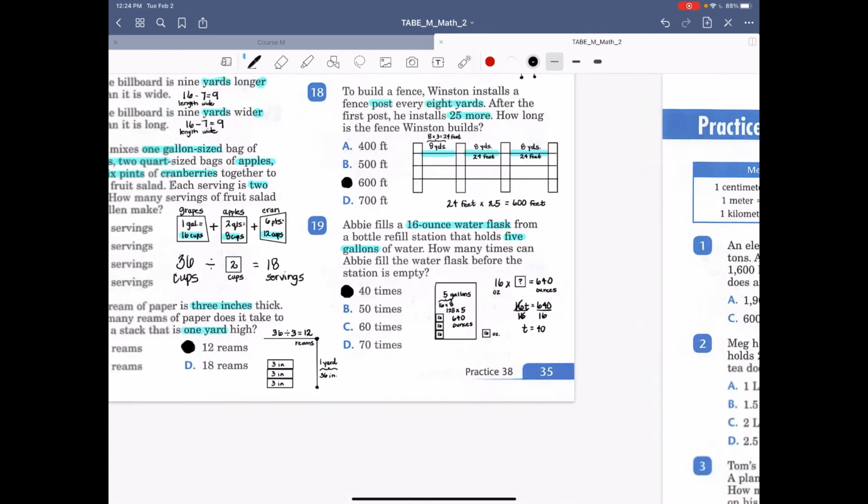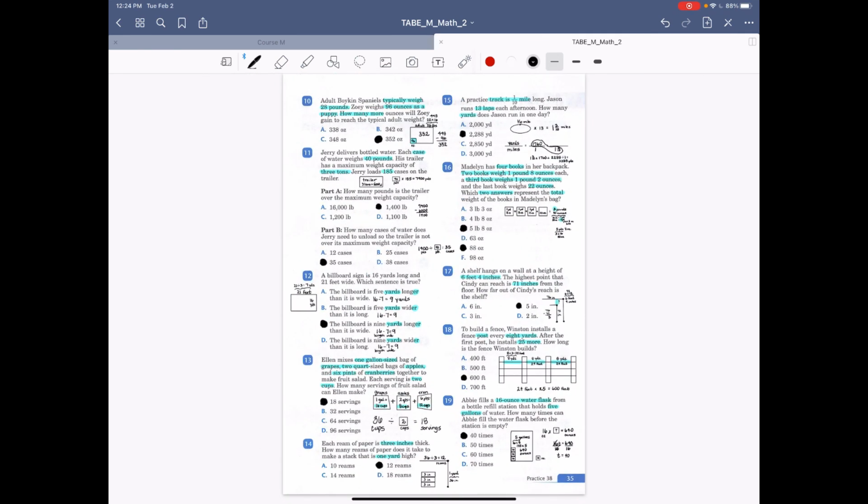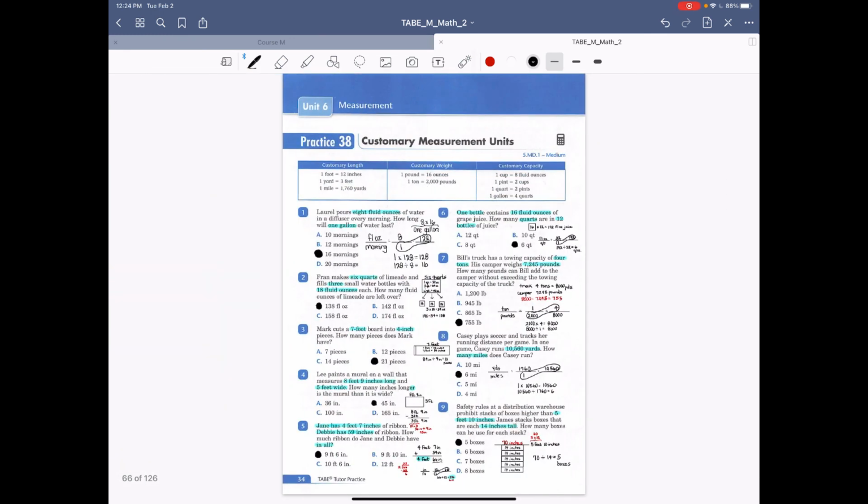Okay, I liked this lesson. I like drawing the pictures and looking at different ways of thinking about problems. In the next lesson, we're going to be looking at metric measurement units. So for those of you who have been waiting on the metric system, it is coming very soon.